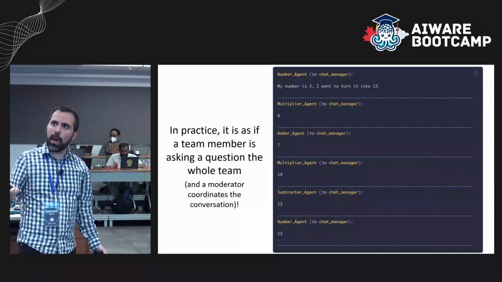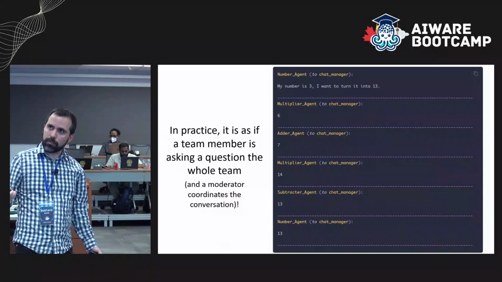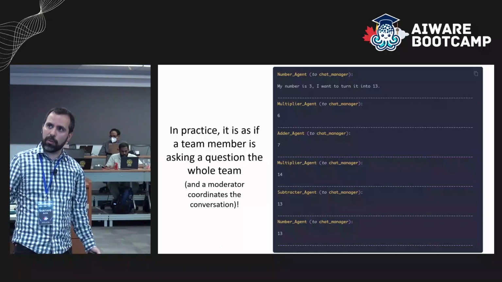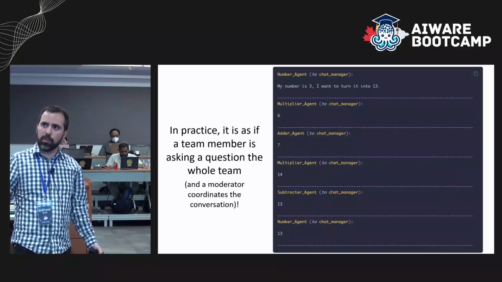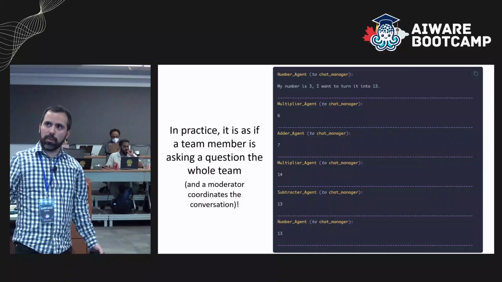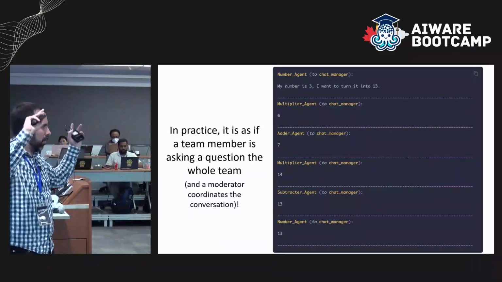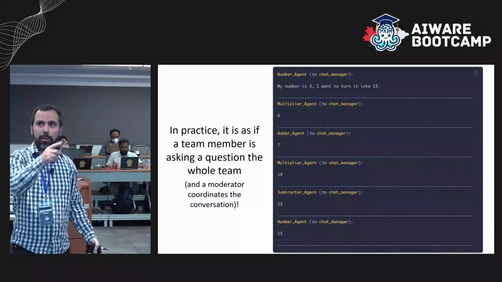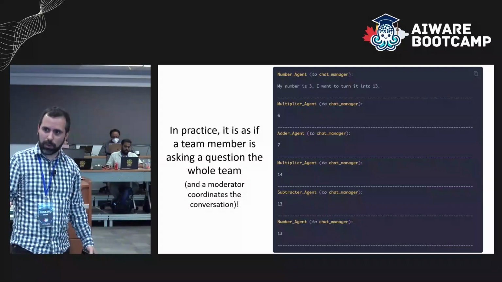And so this is kind of what happens. My number is 3. I want to turn it into 13. It says this to the chat manager. What the chat manager does does not appear here in the logs by default, but it's making these choices. So it says, hey, multiplier guy. The multiplier says, okay, 6, I'm going to multiply by 2. And then, hey, adder, the adder says, I'm going to add 1, 7. Multiplier again, 14, 13, and there you go.